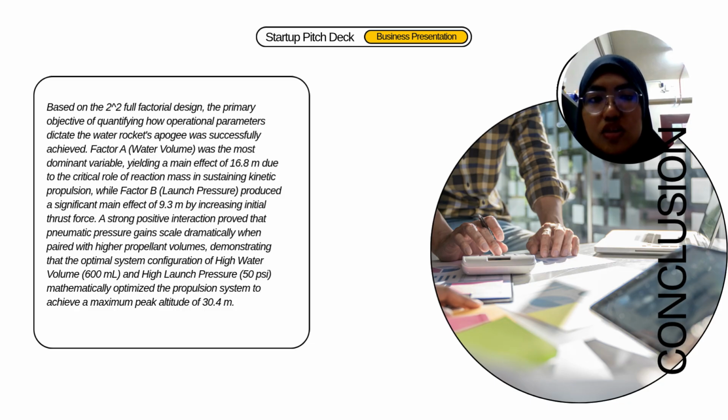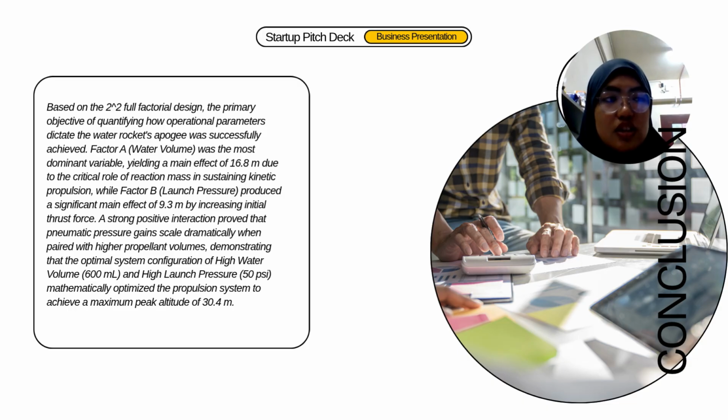Based on the full factorial design, the primary objective of quantifying how operational parameters dictate the water rocket apogee was successfully achieved. Factor A, water volume, was the most dominant variable, yielding a main effect of 60.8 meter due to the critical role of reaction mass in sustaining kinetic propulsion, while factor B, launch pressure, produced a significant main effect of 9.3 meter by increasing initial thrust force.